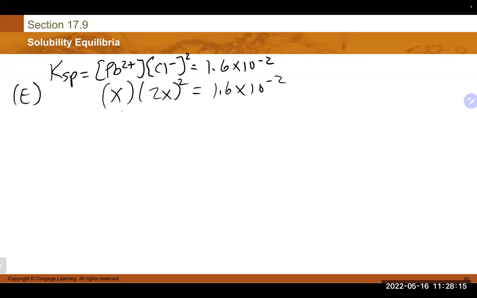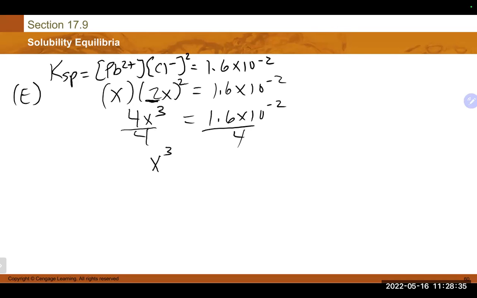This will give me something like 4x cubed. You want to make sure that you square the number. Most people forget to square the number. They just do the x and not the number. Equals 1.6 times 10 to the minus 2. I'm going to divide both sides by 4.